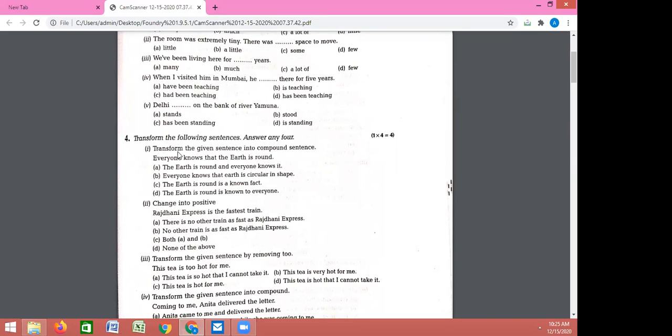It should be converted into a compound sentence. I think you are very clear about compound sentences. So you have to look at the right answer. If we look at the right answer of it, it will be option number A. The earth is round and everyone knows it. So I think you are very clear about compound sentence.